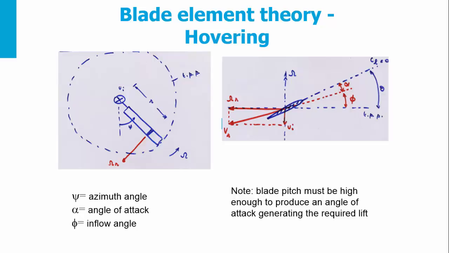The angle of attack, alpha, is defined as the angle between the velocity vector and the zero lift line. The inflow angle, phi, is defined as the angle between the rotor plane and the velocity vector. The pitch angle, theta, is defined as the angle between the rotor plane and the zero lift line.